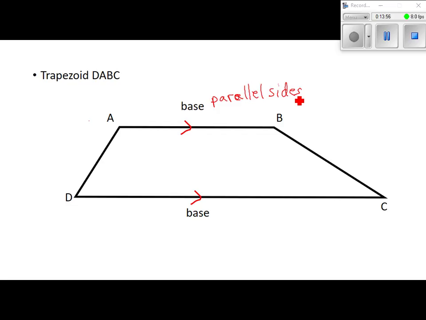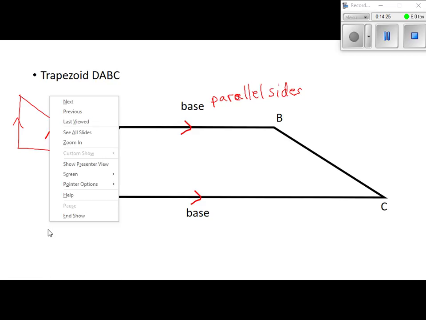Don't get confused, because does a trapezoid always have to look like this one here? Is that a trapezoid? Yeah. Is this a base? No, the bases are the parallel sides. All right? So just because it's turned around, don't let that confuse you.